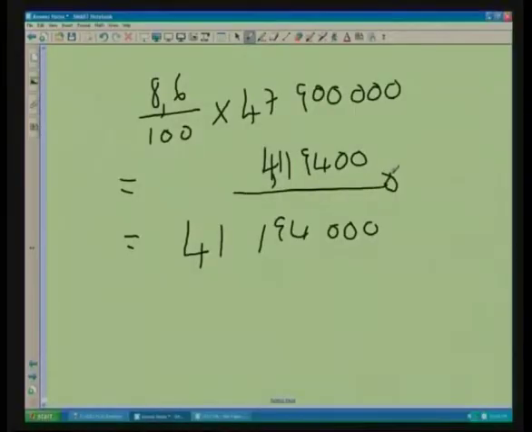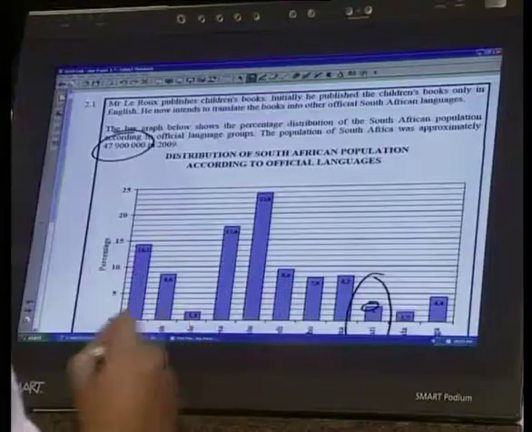Mathematical literacy makes sense. So if I were to say to you, what is 10% of 47 million? You would say, well, it's 4.7 million. So surely 8.6% must be less than 4.7 million. And that's exactly what we got over here, 4 million. None of this 41 million rubbish. That's just unacceptable. Okay, right, back to our question.